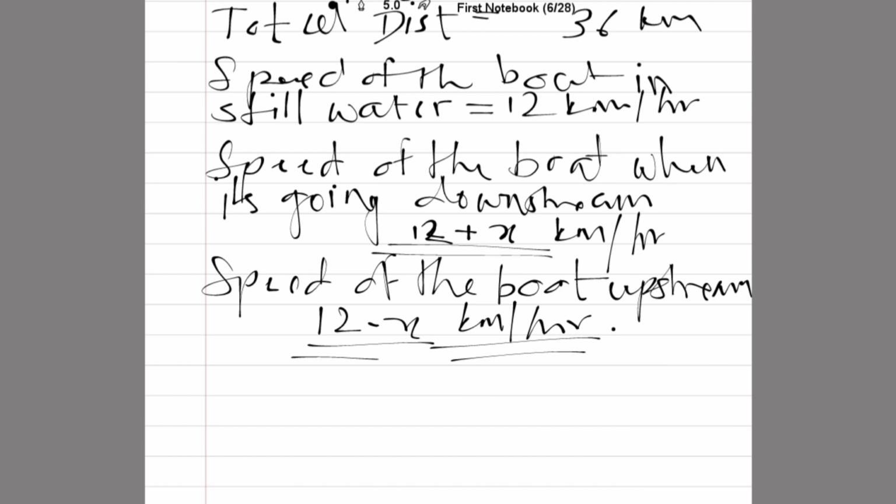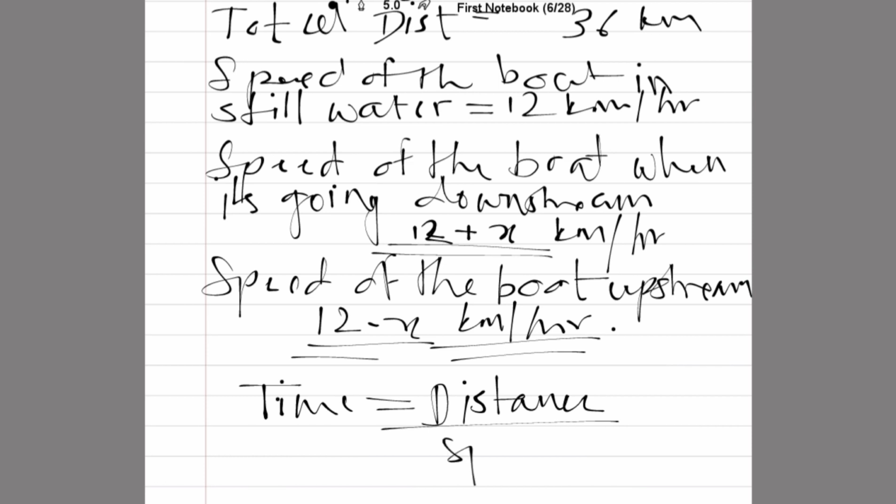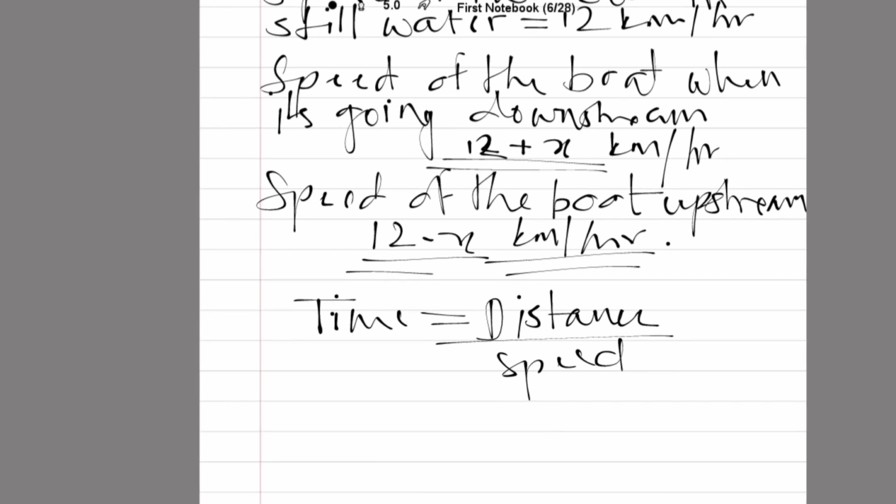So now we are going to use the formula of speed, that is speed is equal to distance upon time, right? Now if we take time on the opposite side, what we will get is time is equal to distance upon speed, right? Now we have the total time here, and the time taken individually when it's going downstream and upstream is different. We have the total time here, right?